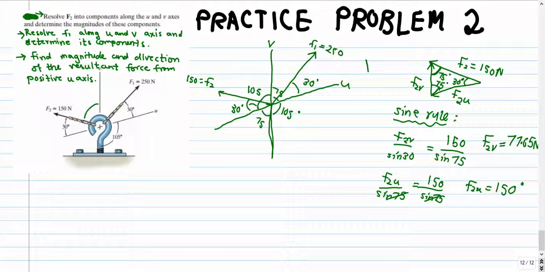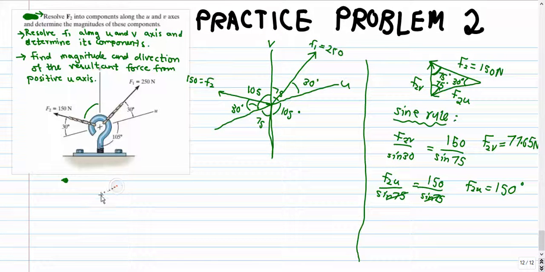So let's do F1 right here. So the first vector that we can draw is the vector for F1. It should be in this direction. Its component along the u-axis is like this, while its component along the v-axis is like this. We know this angle from the diagram, which is 30 degrees.